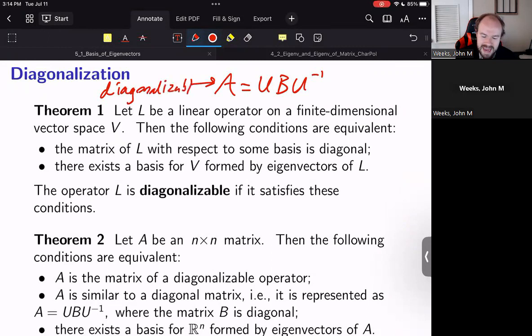if you could say that A is similar to the matrix B when B is a diagonal matrix. In particular, U needs to be an invertible matrix in order for this to be formed. So that is our restriction on that as well.